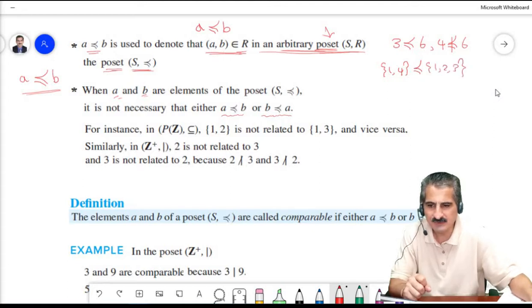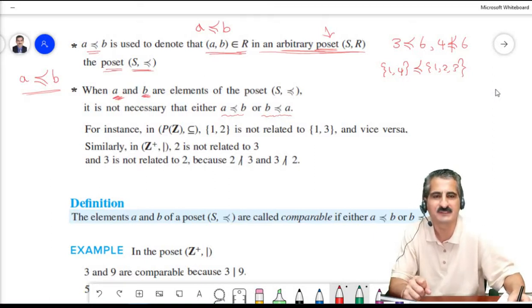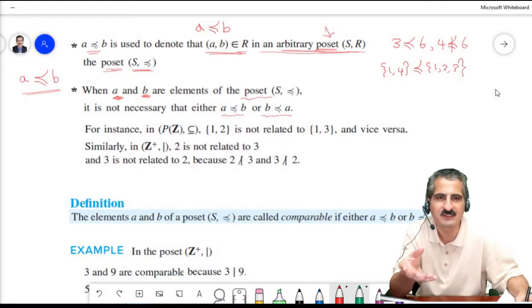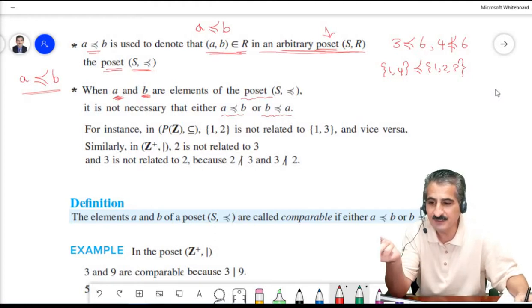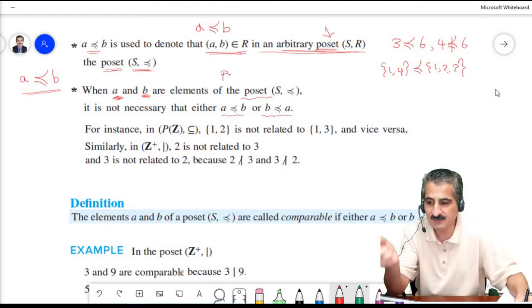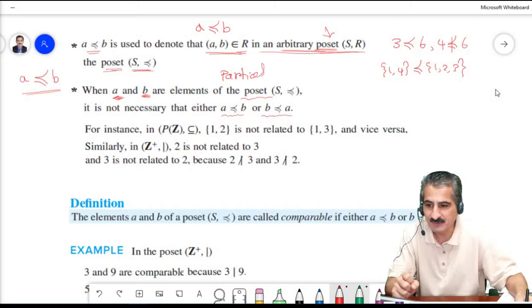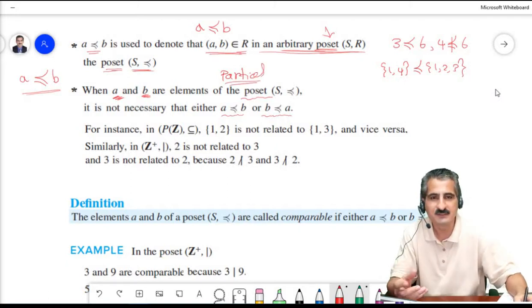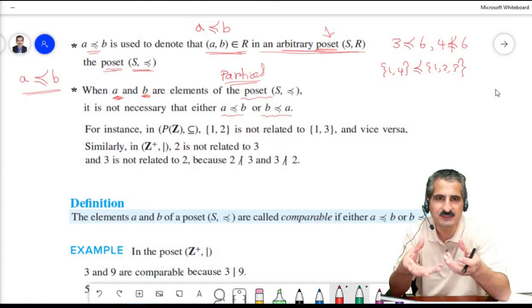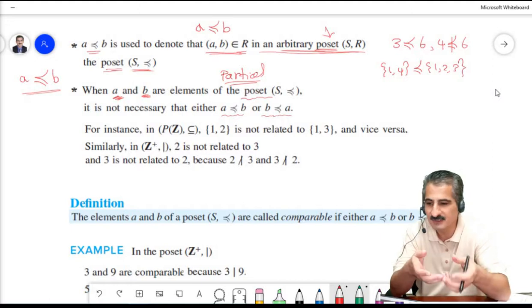So it says here, if you take two arbitrary elements A and B from this partially ordered set, then it is not necessarily true that one of them must be related to the other. This is why we are calling it partial order, because not necessarily any pair of elements are related to each other. They might be and might not. So that's why we call it partial.